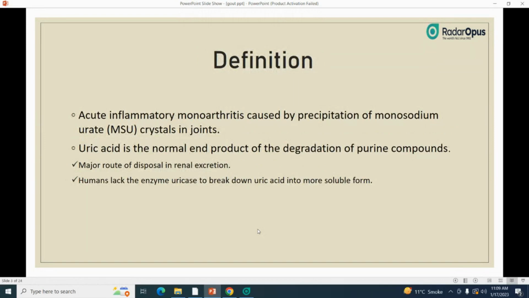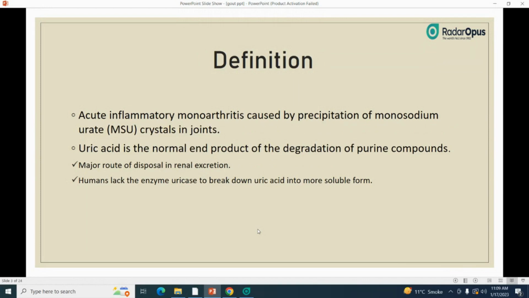Now I'm moving on to my next slide, that is definition. The definition is acute inflammatory monoarthritis caused by precipitation of monosodium urate crystals in joints. Uric acid is a normal end product of the degradation of purine compounds, in which the major route of disposal is renal excretion. Humans lack the enzyme uricase to break down uric acid into a more soluble form.